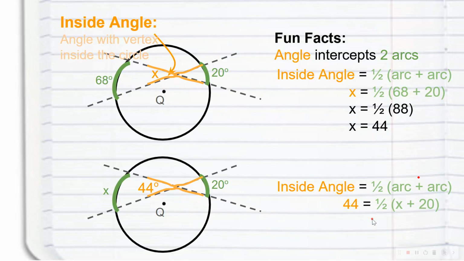So now that I've set it up, there's a couple of ways to solve it. I know y'all like to get rid of the fractions, so I'm going to multiply both sides by 2 to get rid of that 1/2. That gets me 88 on the left. And then the fraction goes away on the right. And then we'll subtract 20, so 68 equals x.